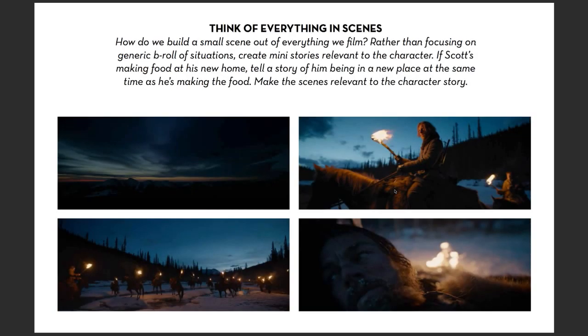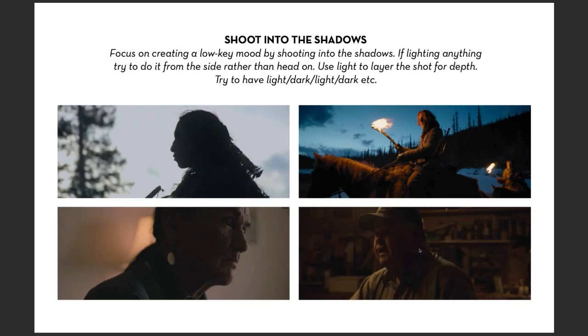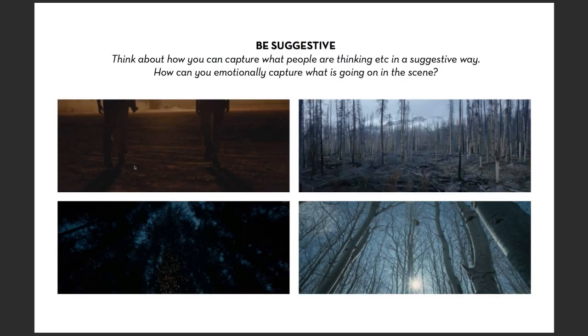And then think of everything in scenes, so I was trying to get them to not be shooting one-off B-roll stuff, instead build up scenes. So for instance, you go from an establishing shot, you have this person doing something, and you try to tell a story naturally with each shot that you're shooting. And then shoot into the shadows, don't be afraid to underexpose the characters, as long as there's depth and light in the background.